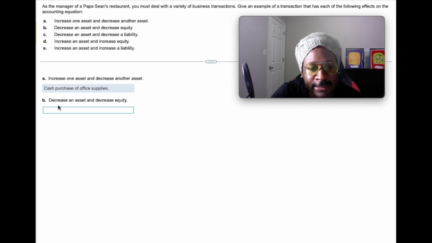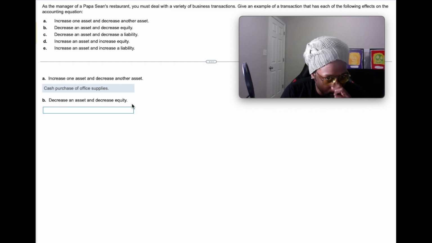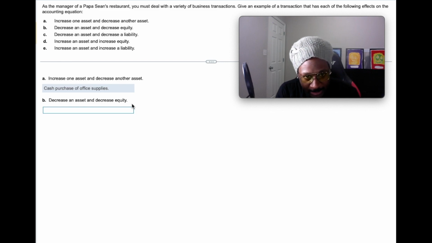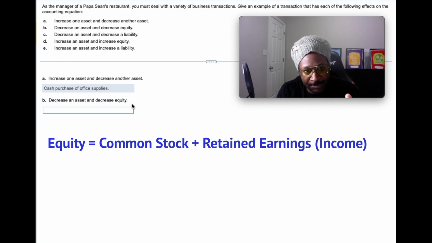Moving on. Decrease in asset and decrease equity. Okay. So both of the accounts are going down. So we know what our assets are. Now what about equity? Stockholders' equity is broken down into two parts. Paid-in capital, which is your common stock account, and retained earnings.